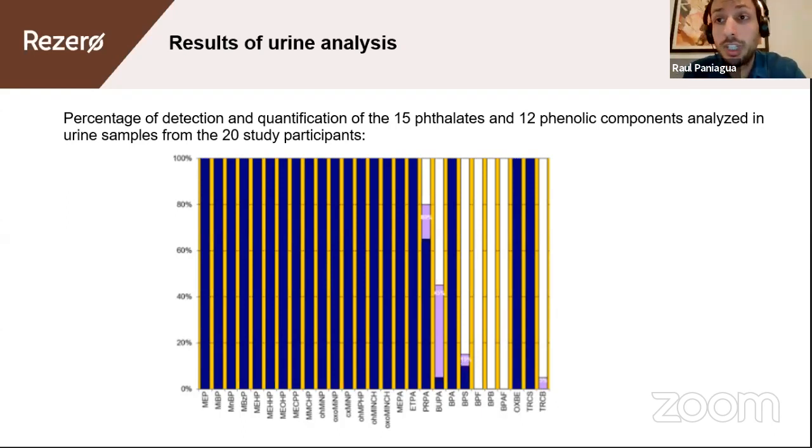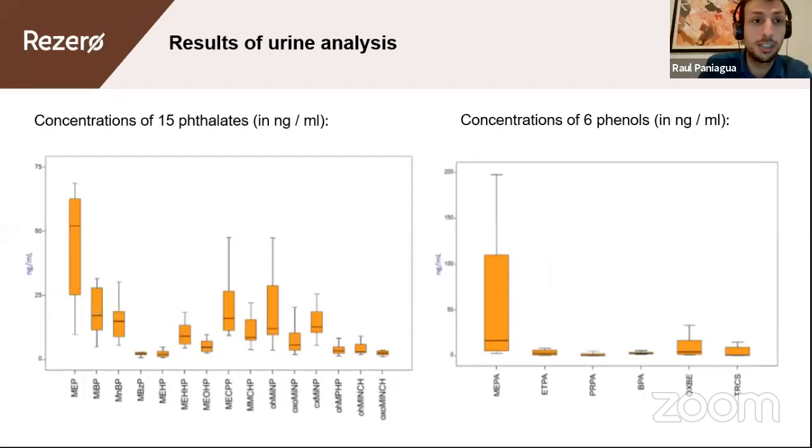The concentration of these components is very varied, that I will show you in the next slide. Here you can check on the left the concentration of the 15 phthalates in this analysis, and the concentration of 6 phenols that we have detected.